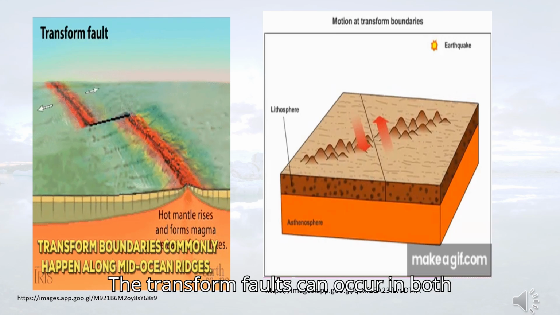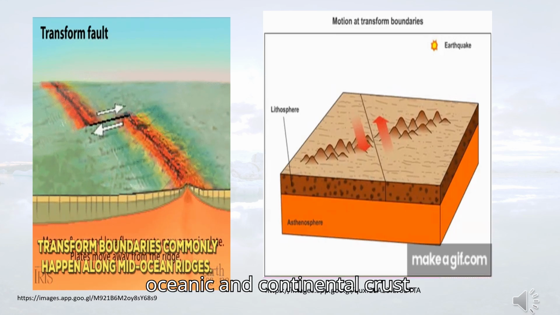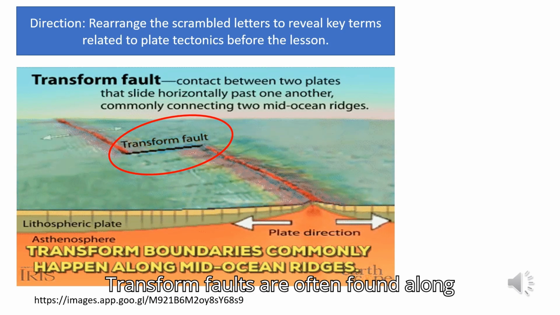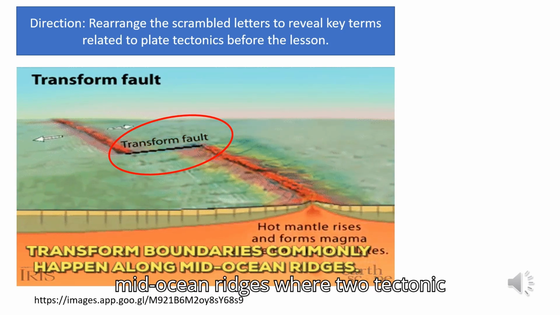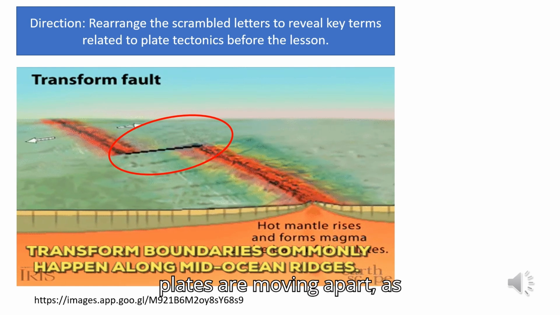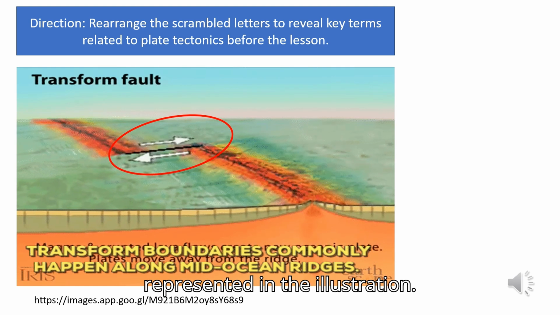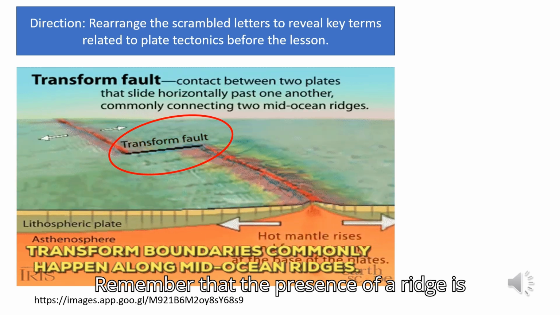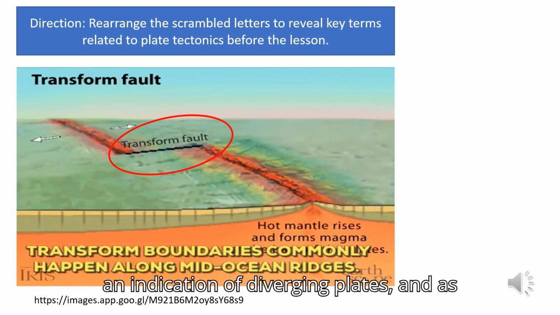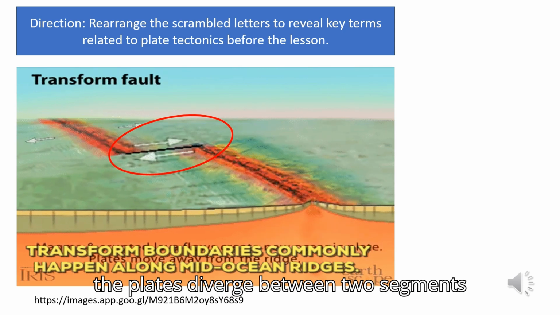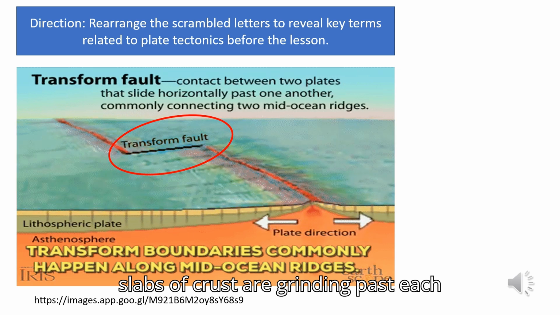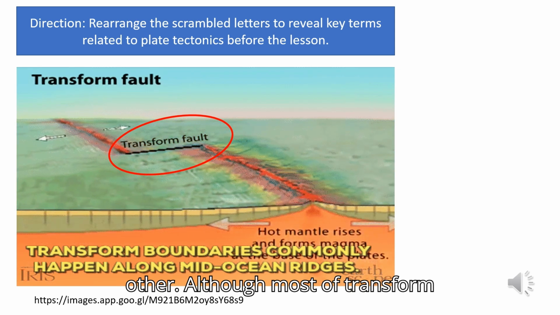The transform faults can occur in both oceanic and continental crust. Transform faults are often found along mid-ocean ridges where two tectonic plates are moving apart, as represented in the illustration. Remember that the presence of a ridge is an indication of diverging plates, and as the plates diverge between two segments of the mid-ocean ridge, the adjacent slabs of crust are grinding past each other.